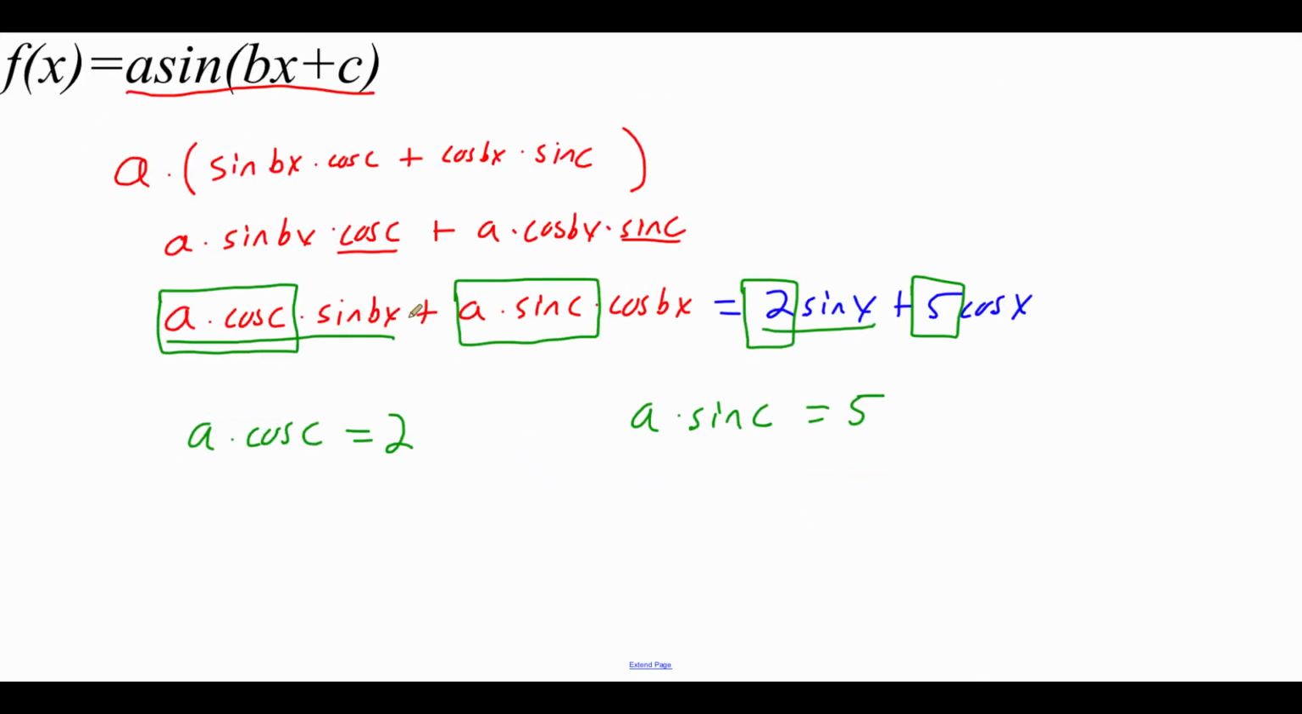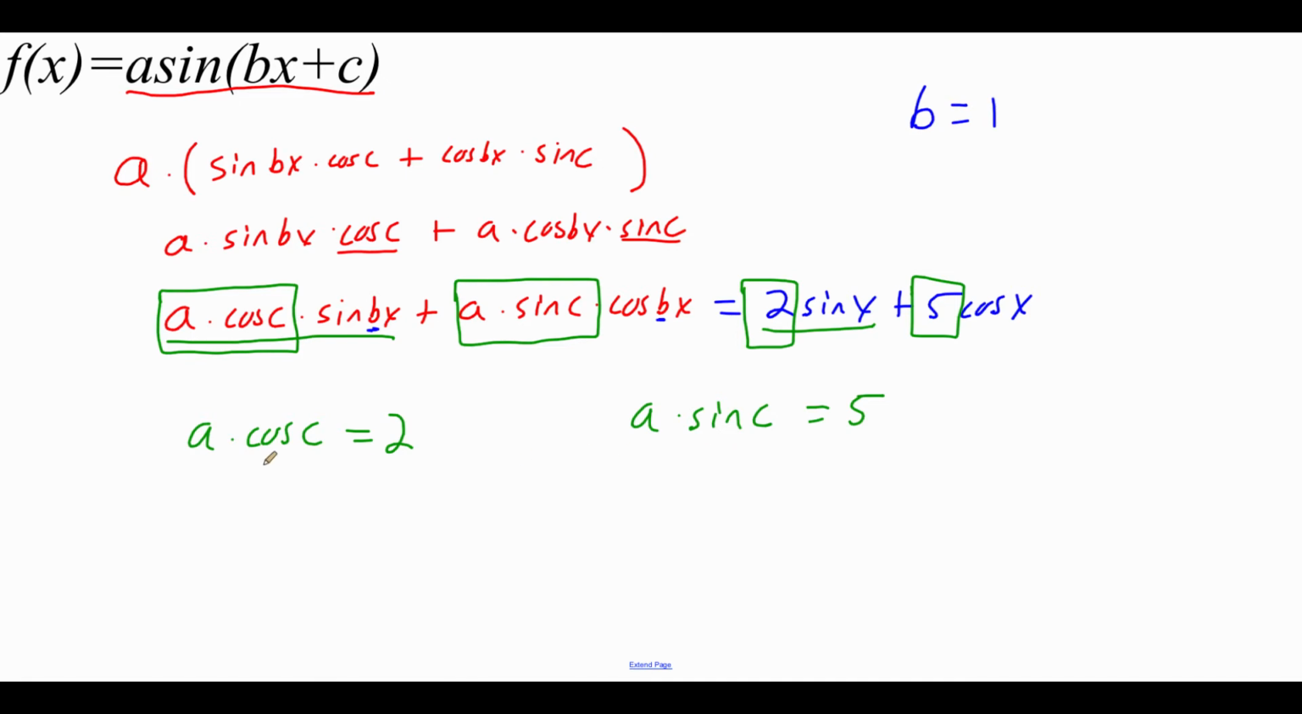Now one other thing that we should notice in here, as we look at this b value, this number in front of our x, if we check both pieces on the right hand side, the number in front of that x with the sine is a 1, and the number in front of the x with the cosine is a 1. So we know that our b value is 1.